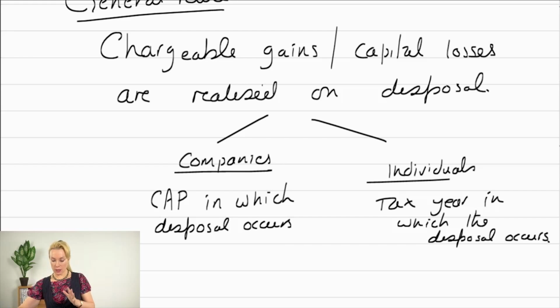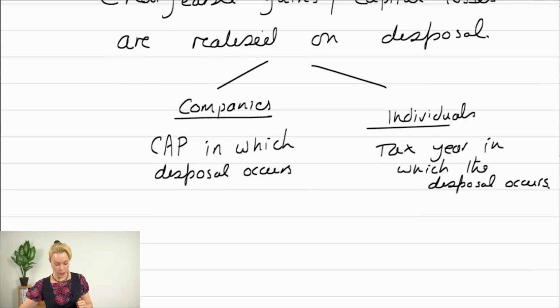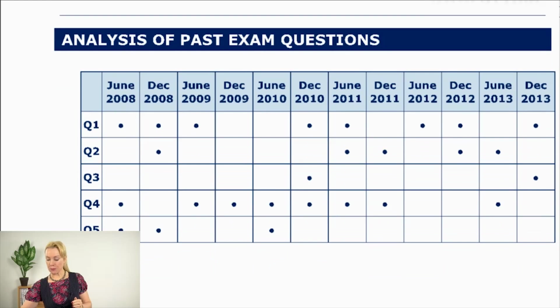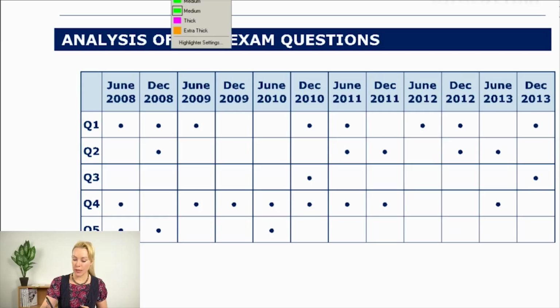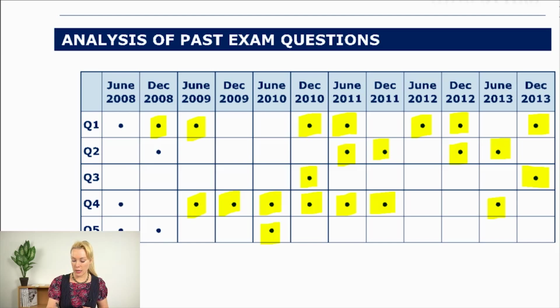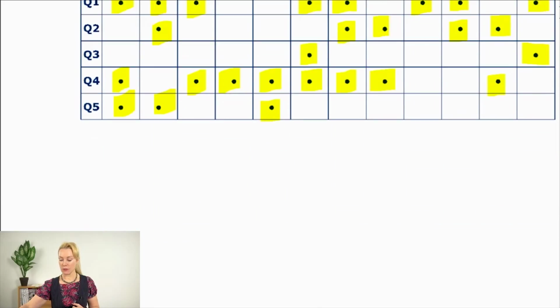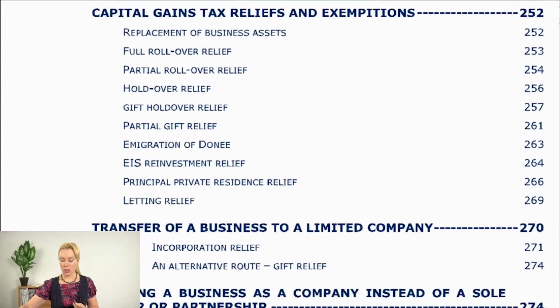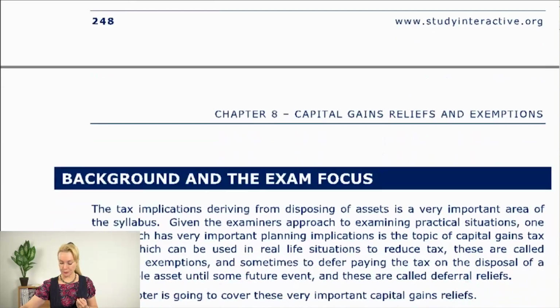So anyway, let's get on to today's lecture, and let's just see how important this particular chapter is. You can see that in the last exam it came up in 2 questions, and if you look along the line there, very frequently this chapter is going to be tested. So that's a sign of how important these reliefs are. And it can be tested from the point of view of a company, and from the point of view of an individual. So let's talk about this chapter.